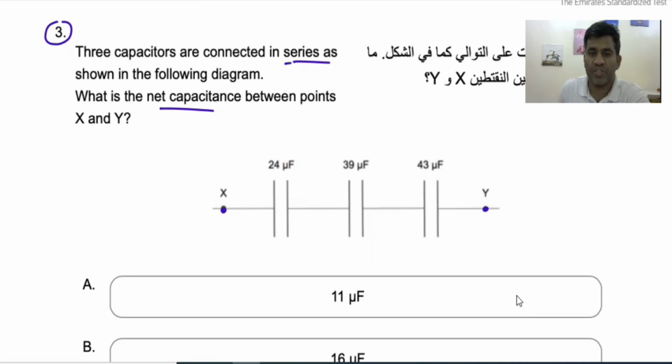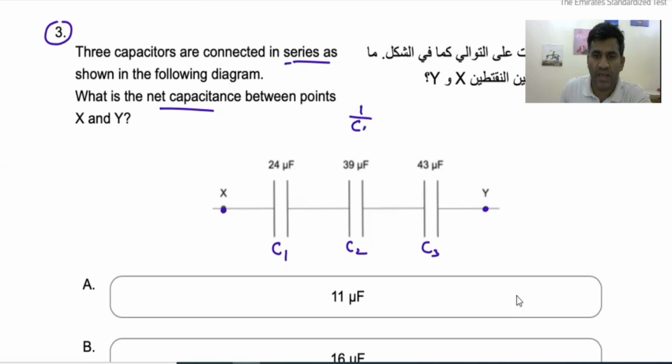As they have already mentioned, this type of arrangement is called series. While finding the net capacitance of the capacitors when they are connected in series, we need to follow the rule. Let me name them for my reference: capacitor 1, capacitor 2, and capacitor 3. Whenever the capacitors are connected in series, we calculate the net capacitance by using this rule.